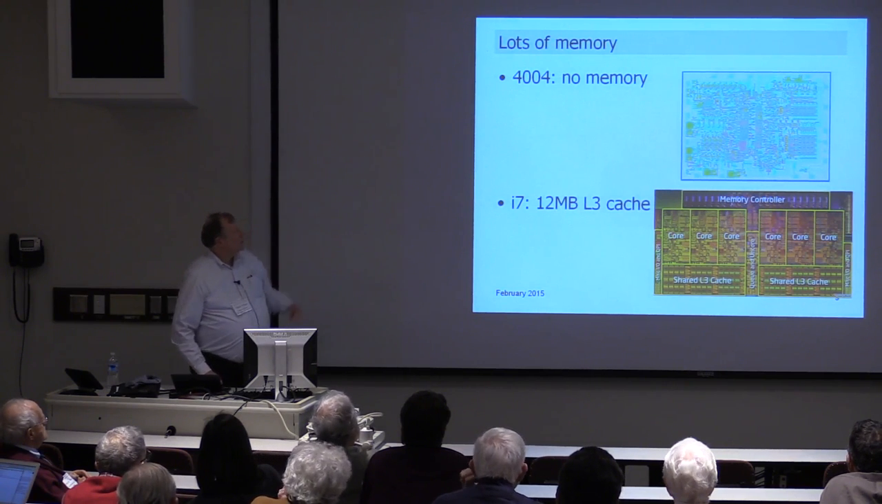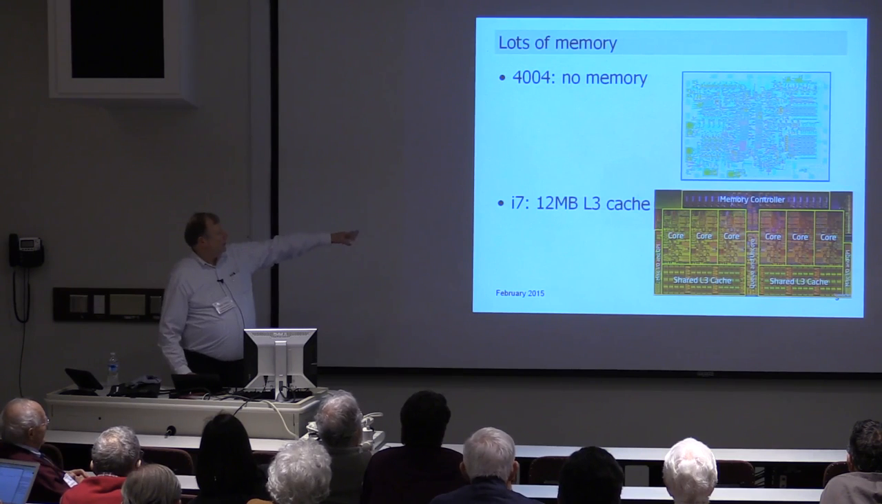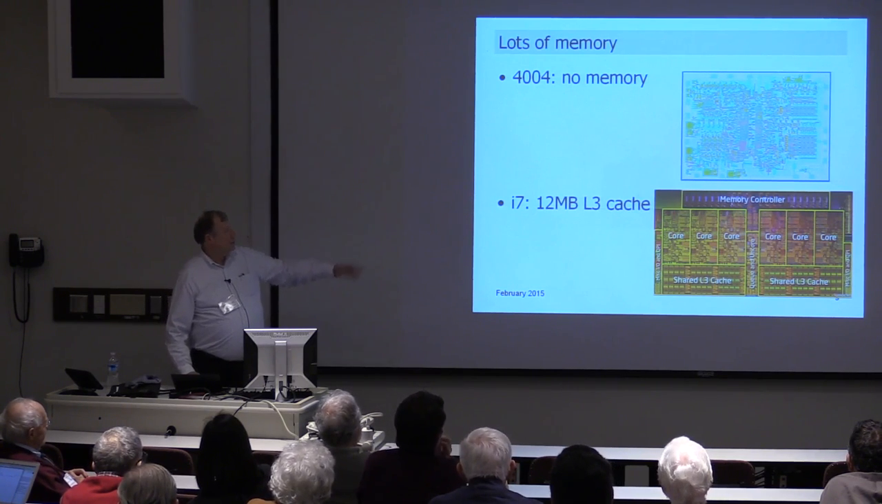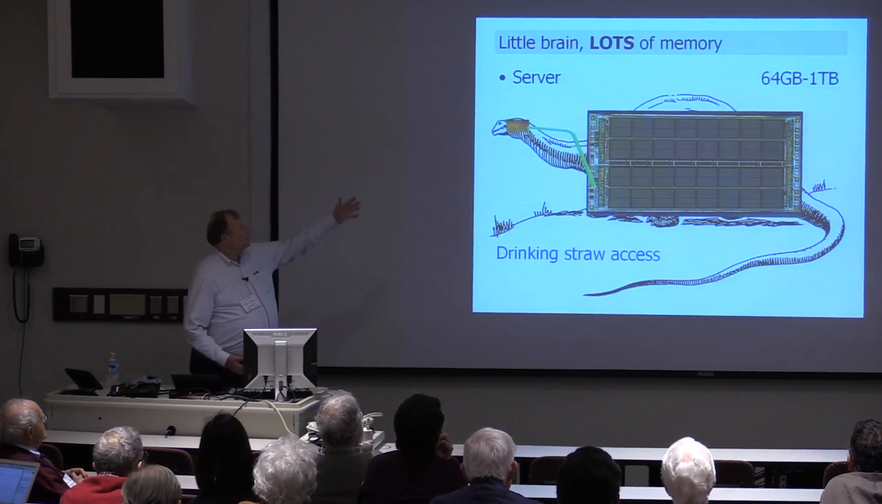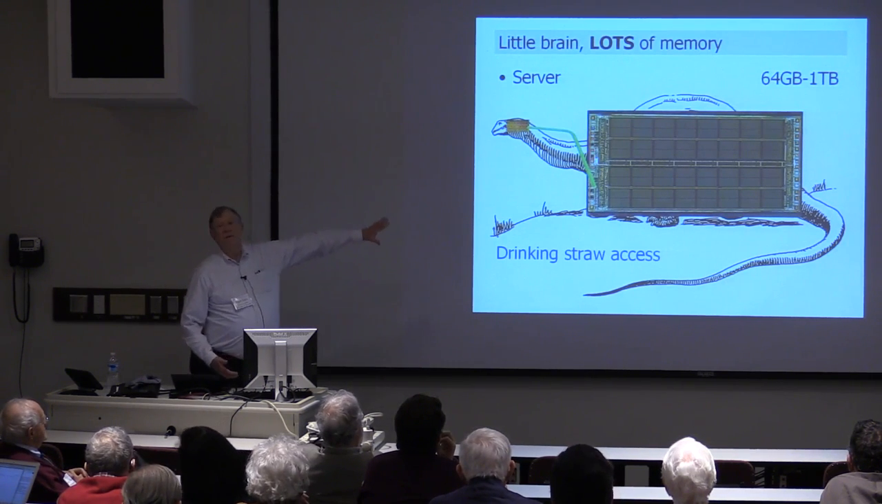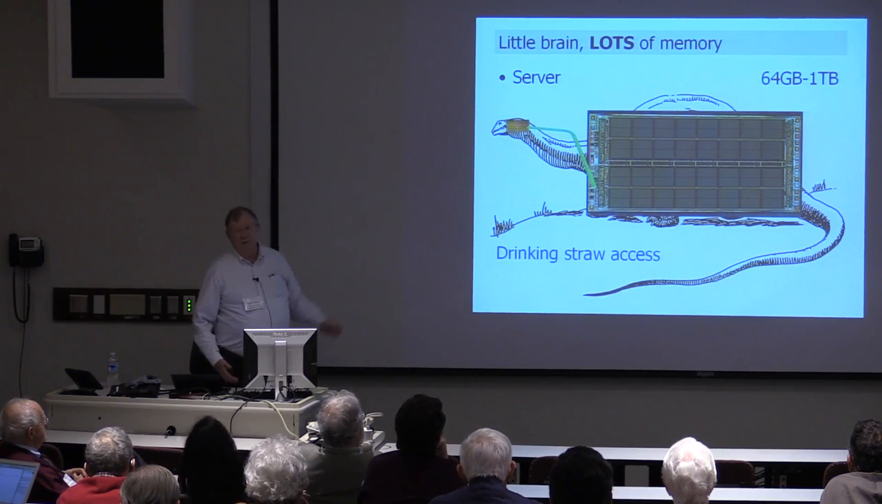So processors: the 4004 had no memory. More recent things like the Intel i7 have, you know, like 12 megabytes of cache on them. But when you look at a data center server, it's really this big dinosaur where everything is memory, and then there's a little bit of processor. And the connection between them is pretty puny.